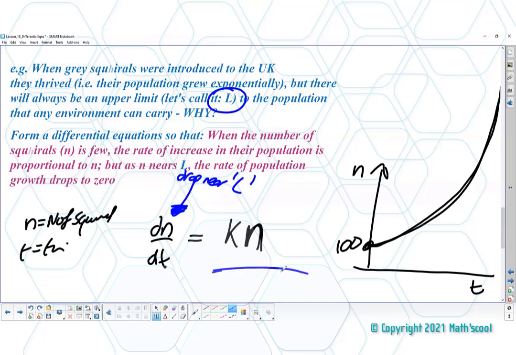What do you reckon we can do? Something simple that we can do to improve the model so that when we're near small values of n, like 1 or 5 or 10 or 20, it's still this equation. If you're at a small number of n, it's still this equation. But if you're at a large number of n, then dn by dt has to go closer to 0. So how could we fix that?